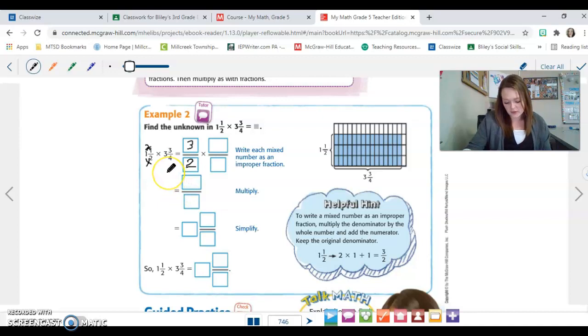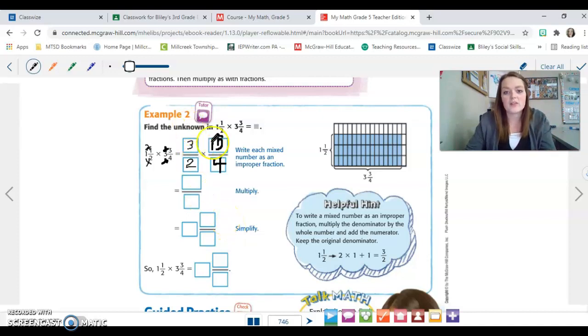Let's try it again with our second one. We're going to multiply the whole number by the denominator and then add our numerator. So 3 times 4 is 12, and 12 plus 3 is 15. My denominator stays the same. Now I can simply multiply across instead of getting all confused with my whole numbers and my fractions.